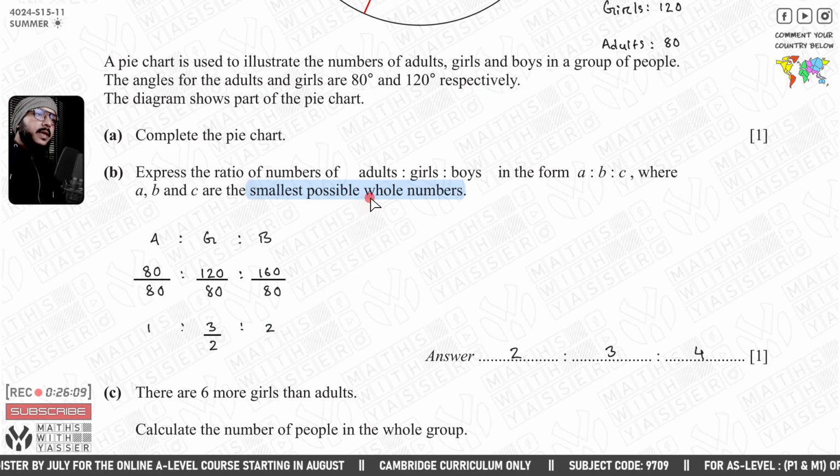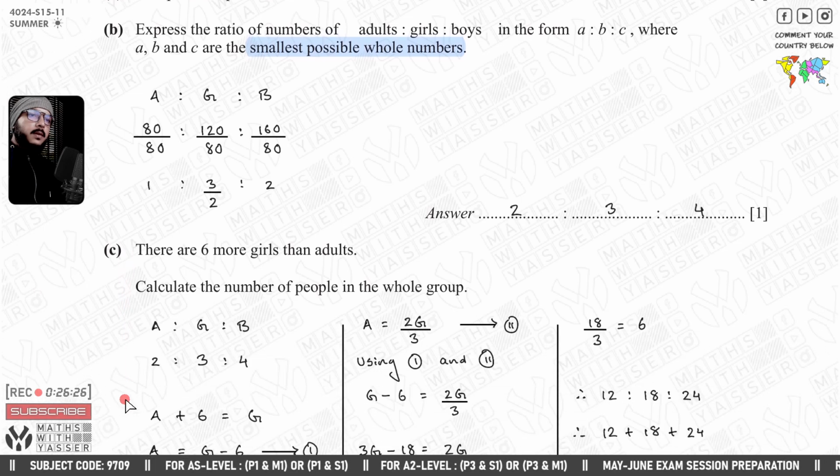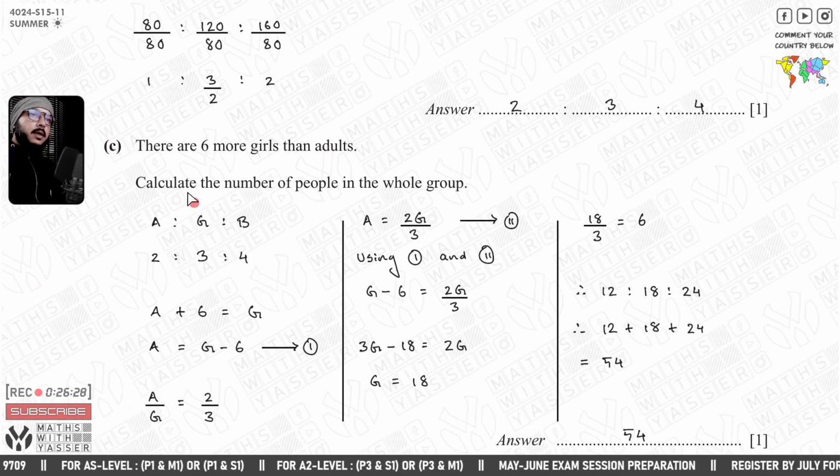Now, since we need whole numbers, what we can do, we need to multiply all these values with 2. That makes 2 is to 3 is to 4. In part C, it says there are 6 more girls than adults. Calculate the number of people in the whole group.